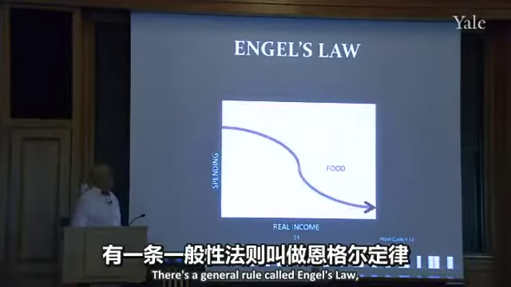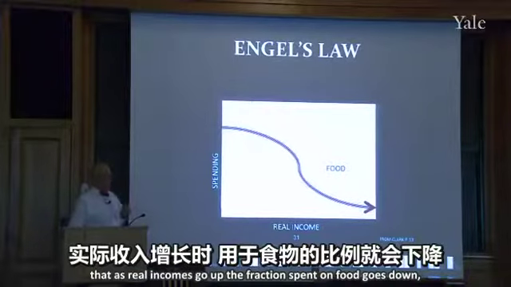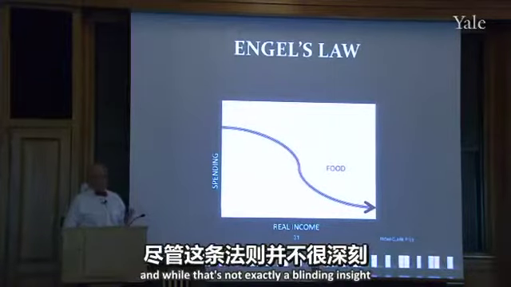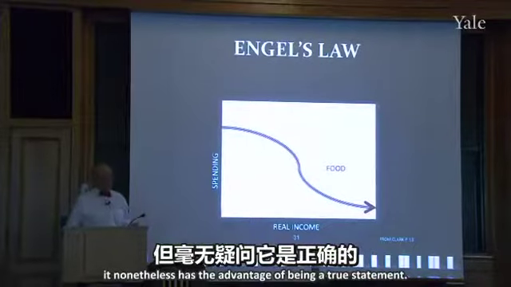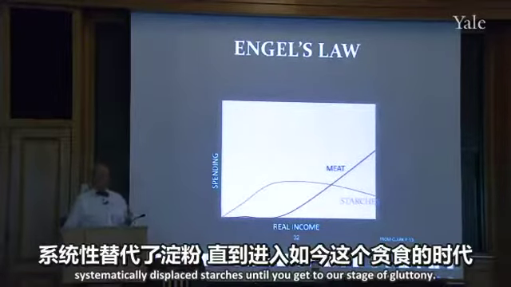There's a general rule called Engels' law, and this is not the Engels who worked with Marx. This is Ernst Engels, who lived in the 1800s: as real incomes go up, the fraction spent on food goes down. And while that's not exactly a blinding insight, it nonetheless has the advantage of being a true statement. And within food, the proteins, principally meat, to a lesser degree fish, systematically displace starches until you get to our stage of gluttony.